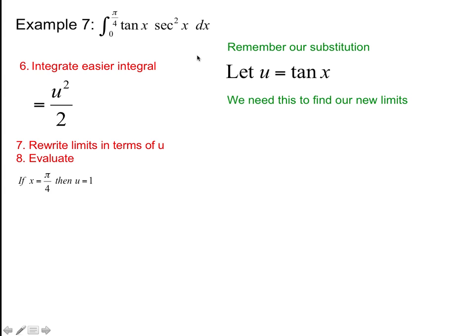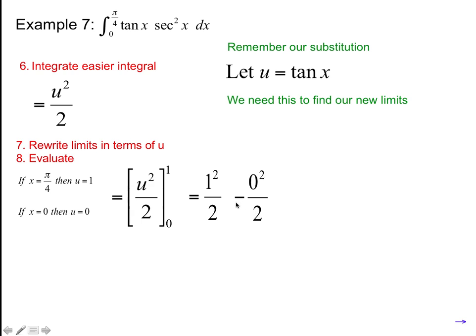And then if we take this lower limit and put it here, then u for the lower limit is tan of 0, and tan of 0 ends up being 0. So our u upper and lower limits are 0 and 1. So we need to evaluate our expression in terms of u between 0 and 1, which means putting in 1, squaring it and dividing by 2, and then putting in 0, squaring it, dividing by 2, and subtracting it. And so our evaluated definite integral for this expression is going to be a half.